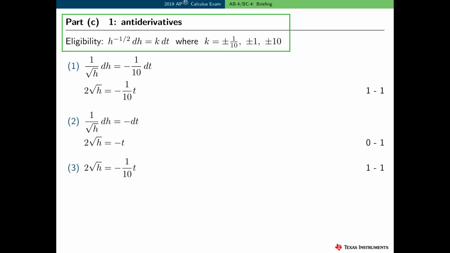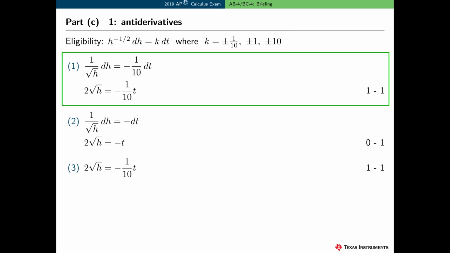The second point in Part B was for the correct antiderivatives, and there was an eligibility criteria here. The separation of variables must be in this form, where the constant k is one of these 6 values. Here are some examples and how each was scored for the first 2 points.